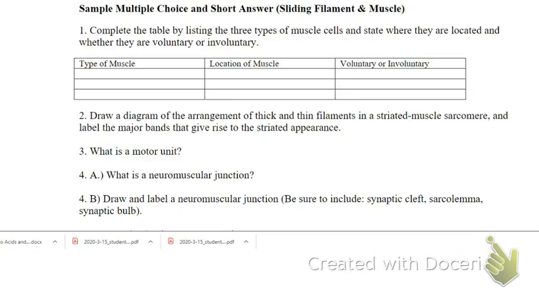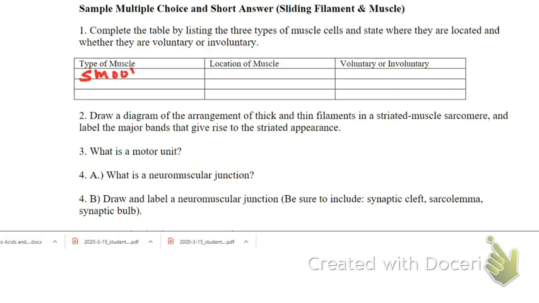All right. Here, what I wanted to do was take a look at our study guide, and just do a quick little review where I can of the material from the study guide. And so, complete the table by listing the three types of muscle cells and state where they are located and whether they are voluntary or involuntary. And gosh, I think you guys can do this. If you did do this, maybe you did it with Anne, I don't know.